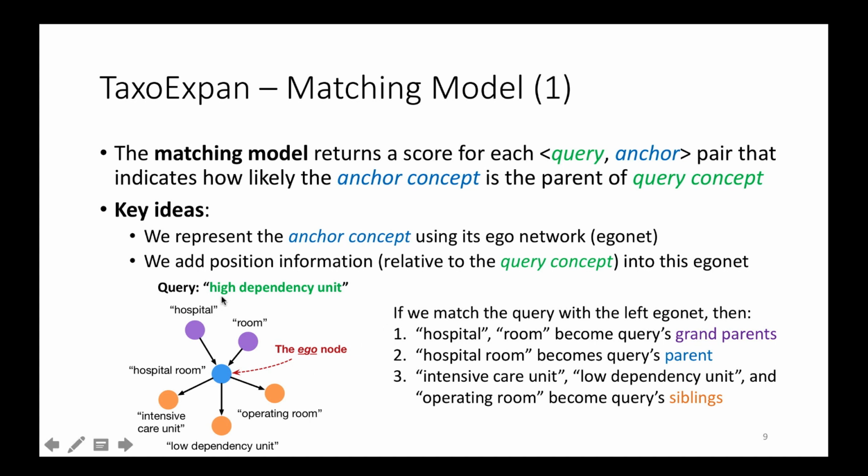Suppose we are given a query concept called high dependency unit, and we try to predict whether this query concept should be placed under this blue node, the anchor concept hospital room. And suppose we put this query underneath this anchor concept, then these three orange nodes, intensive care unit, low dependency unit, operating room, those three nodes will become query concept siblings. And similarly, these two purple nodes will become query concept grandparents. So that is what I mean by the relative position information.